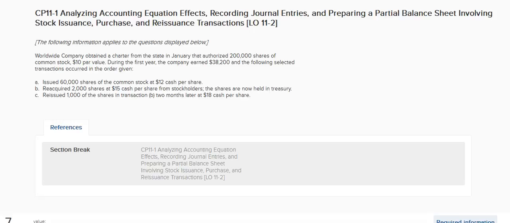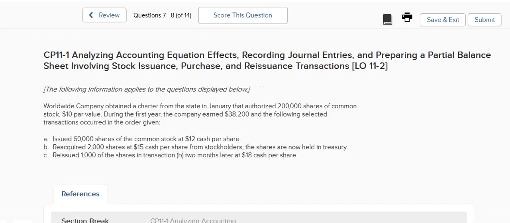When the stock is sold to the public again, we debit cash for the amount we sold it for, but we credit treasury stock for the amount we originally paid. Any difference would go into the additional paid-in capital account as either a debit or a credit. Okay, now let's take a look at problem CP11-1. Again, it's on page 523 in your text or in the Chapter 11 Practice Problems in Connect.